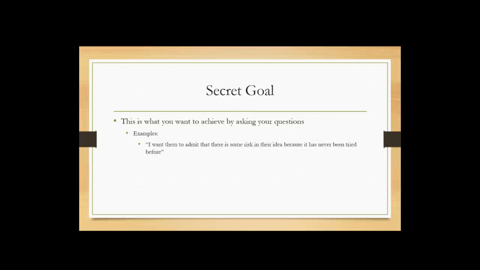So some examples, right? I want them, by them, of course, I mean your opponent, to admit there's some risk in their idea because it's never been tried before, right? That could be something if you have a solution that's being proposed that hasn't been tried. I want them to admit they have no evidence to prove their second point, or maybe there's weakness in their evidence. I want them to see that their solution will hurt certain groups. So all of these are examples, but these are specific things that you want to achieve. And then what you want to do is create questions that then achieve that goal.